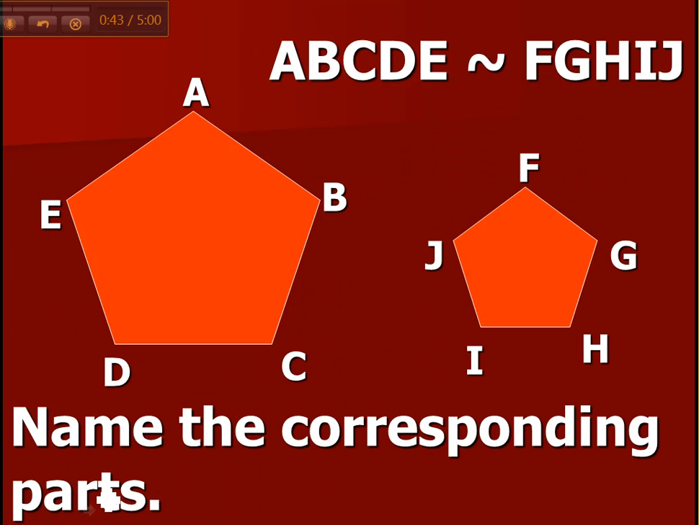So if we have these two polygons, we would read this as ABCDE is similar to FGHIJ. The way the letters are written tells us what corresponds in case we can't tell from the picture. So this question wants us to name the corresponding parts. On the next slide, I've rewritten the correspondence.